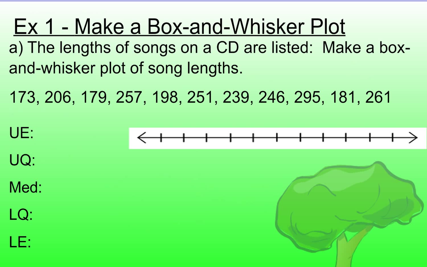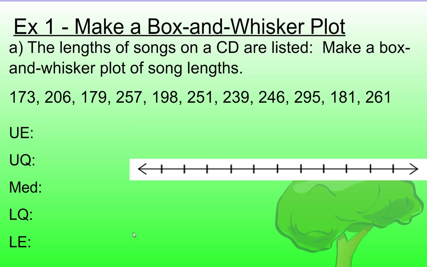So most of them are around 3 to 4 minutes is about right. Now, to make our Box-and-Whisker plot, we need 5 pieces of data. The first of them is the upper extreme, then the upper quartile, the median, the lower quartile, and the lower extreme.